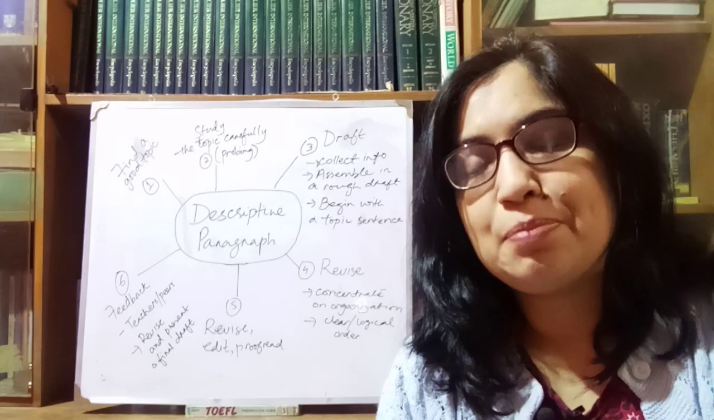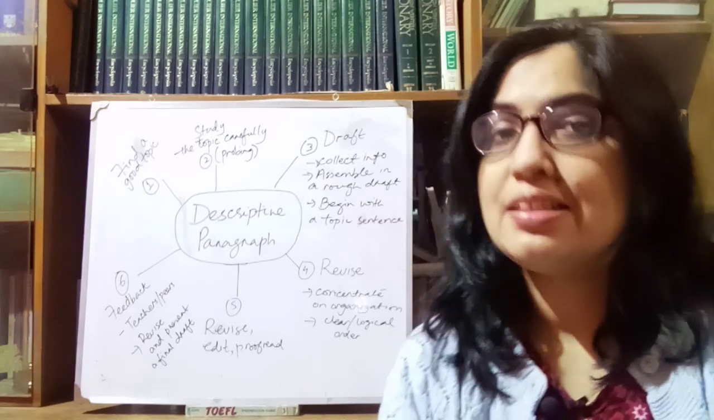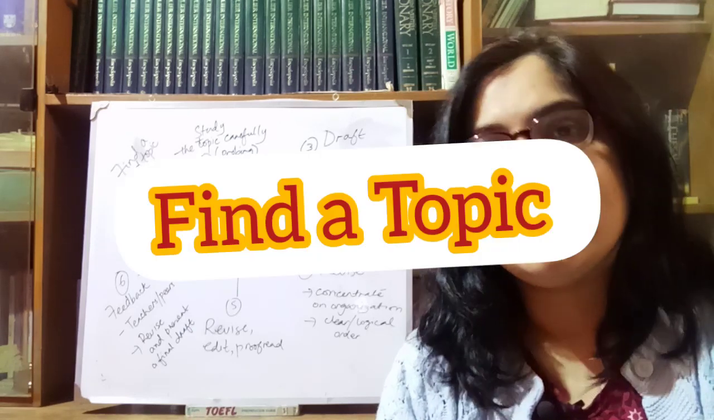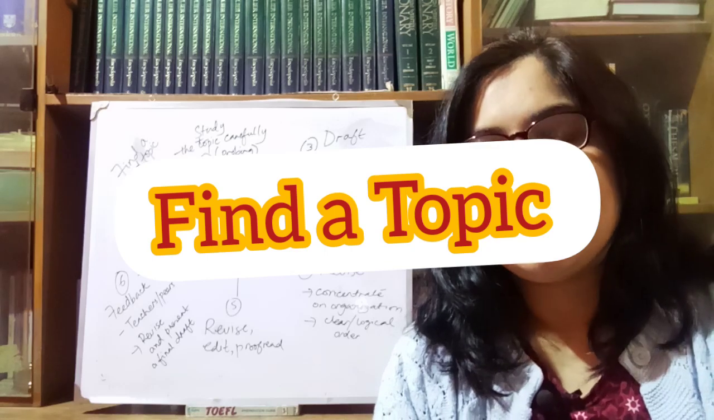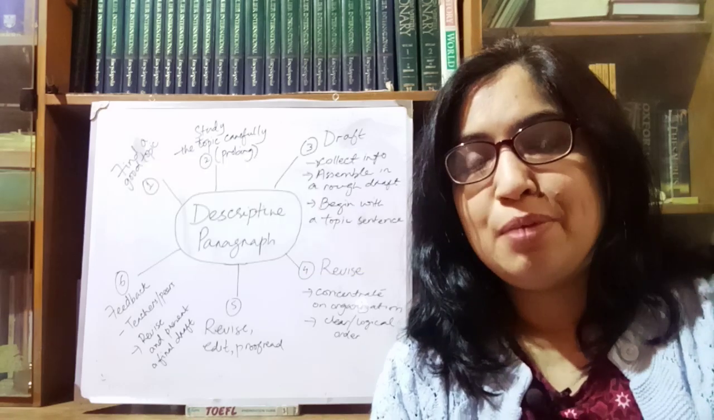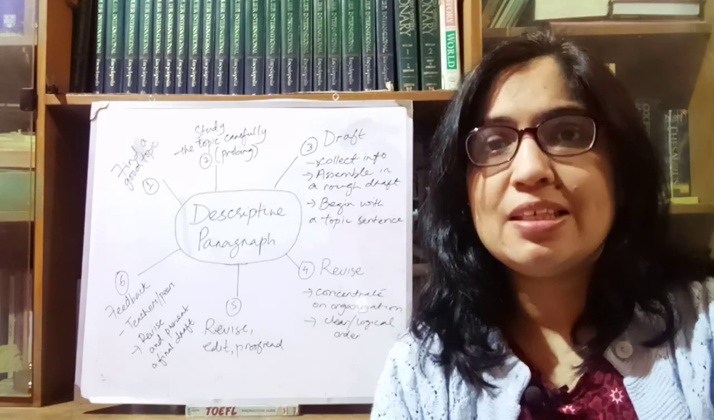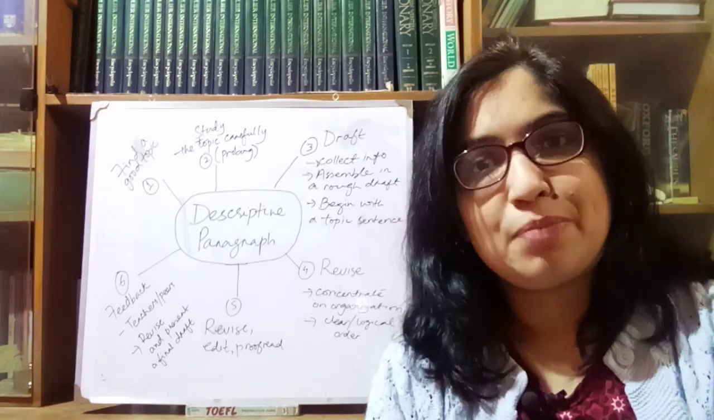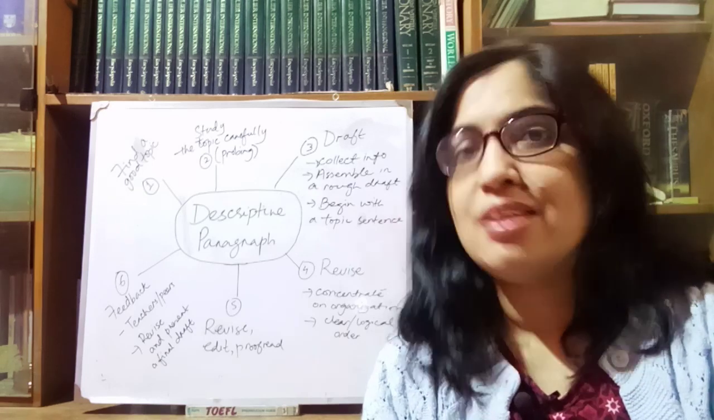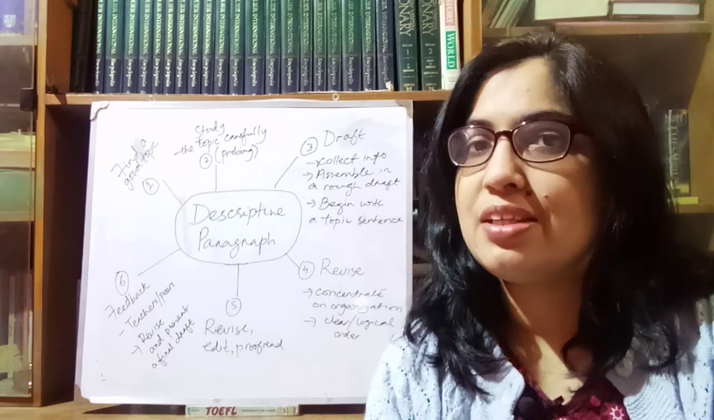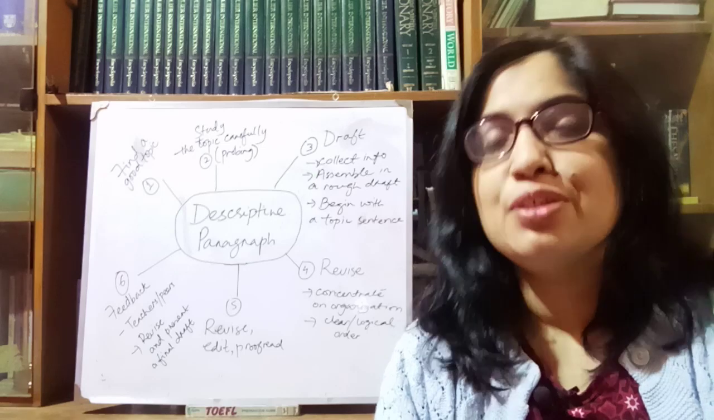How to write a simple descriptive paragraph. Step number 1. You have to find a topic. Choose any topic, maybe about weather, maybe about your childhood, maybe about your family, pets, teachers, anything that you want to describe something about. Just choose that as your topic. That will be your central idea. So this is step number 1. Find a topic.